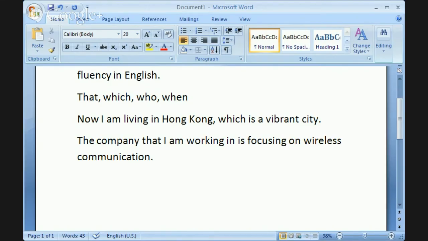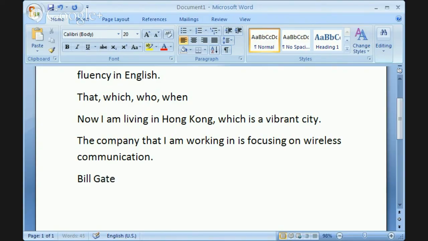Bill Gates, who is a nice guy, can be wrong. Let's try that one. Okay. Can't be wrong. Yes. Wait. Bill Gates, who is a nice enough guy.